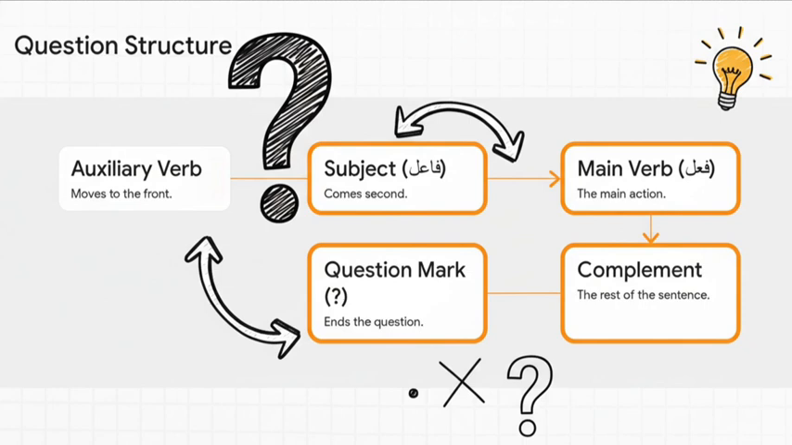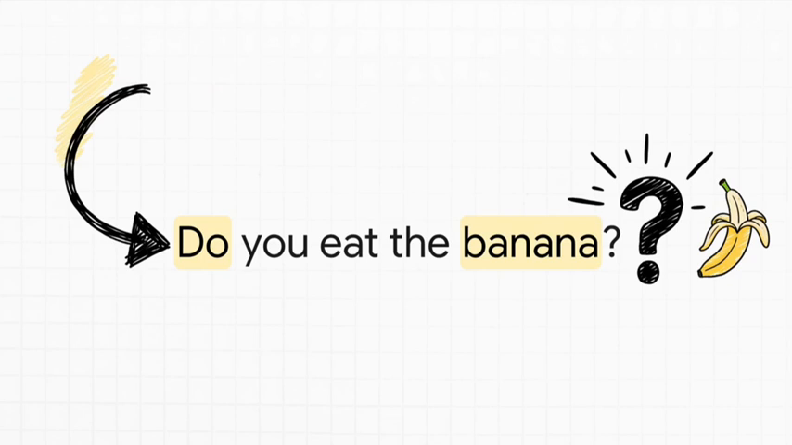In a statement, the subject is first in line, but for a question, the auxiliary verb cuts to the front. It moves to the very beginning, the subject follows it, and that period at the end becomes a question mark. For example, let's take the statement, you do eat the banana. To turn that into a question, we just grab do and move it to the front. Do you eat the banana? And of course, you add that question mark to show you're asking something.